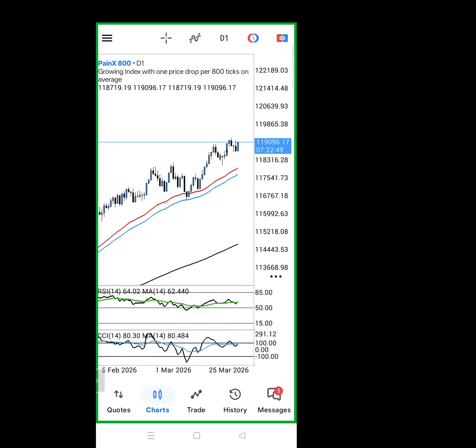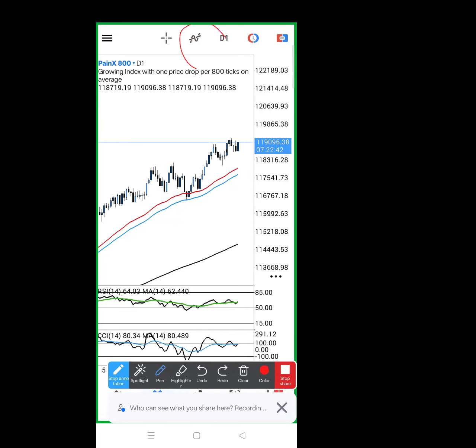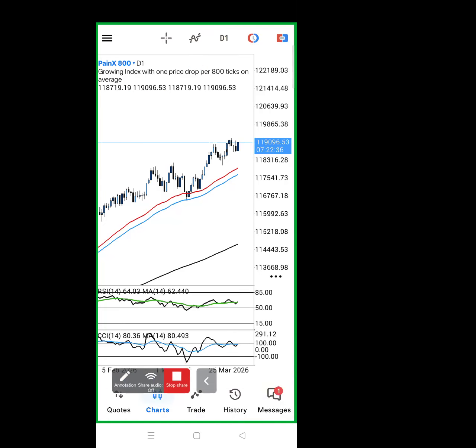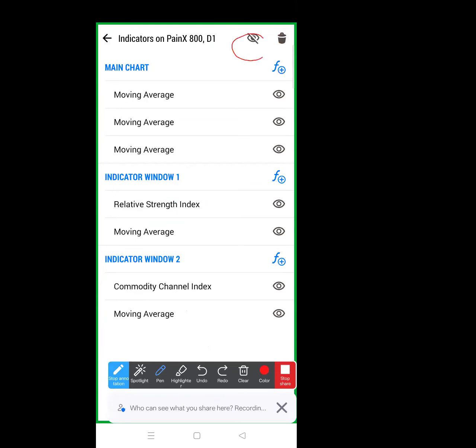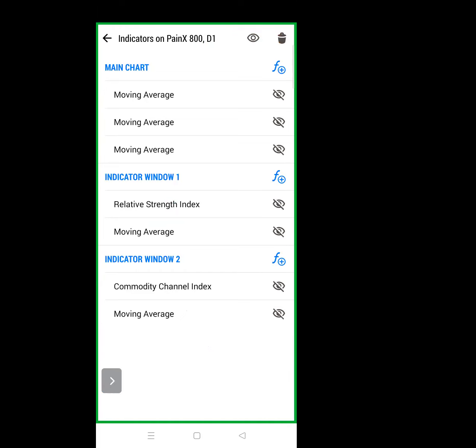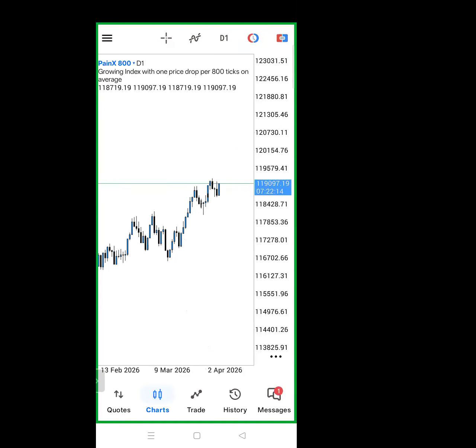Okay, so first I want to remove this. How do you remove them? You come back to this Naira sign. You click on it. Now when you click on it, you see this eye. So you can actually close it. You close all of them. Now I have closed all of them. You can see that if you look at each of them, they are closed. So now I have my main chart.